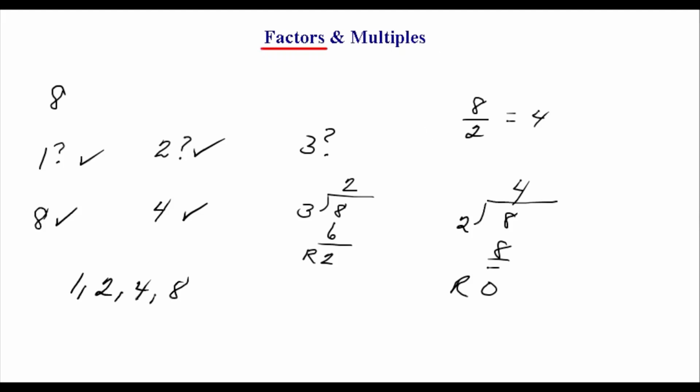Okay? So let's try this with another number. Let's try this with 5. This is our number. I know 1 and 5 are factors. I know this because if I divide 5 by 1, I get 5. If I divide 5 by 5, I'm going to get 1. But what about 2? It's not. How do I know? Well, I could do the division in my head, but this is an odd number. Odd numbers are not divisible by 2.